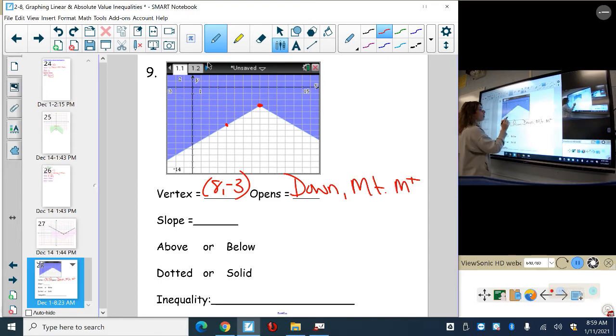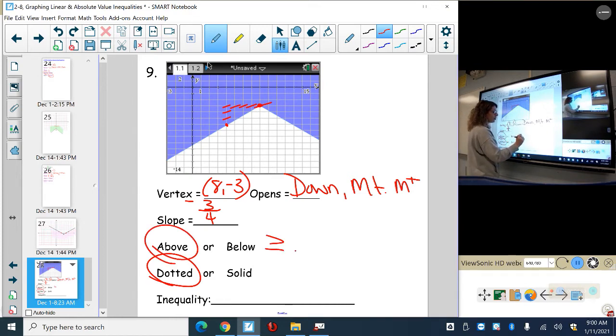It does not matter. So from there, I'm going to rise up 1, 2, 3 units. And to the right, 1, 2, 3, 4 units. But since it's opening down, it has to be negative. And we know that this is a dotted line because we can see it. And we know that the shading is above it. So therefore, above means I'm going to be using greater than or equal to or greater than. Since it's a dotted line, I have to use the greater than symbol.